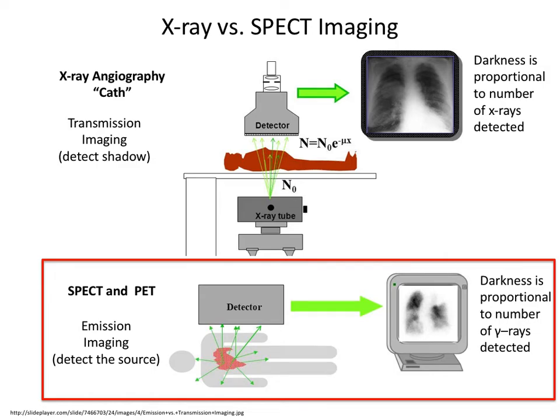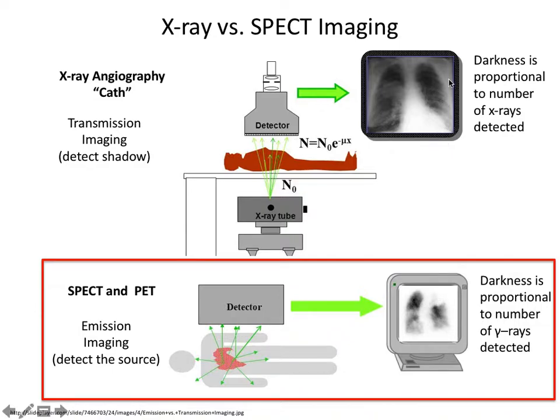So to look at the principle of how nuclear scanning is done, you're all familiar with getting an X-ray image or a chest X-ray where you stand in front of a screen, a detector. The X-rays are generated at a source, like an X-ray flashlight, and you shine the X-rays through the patient and you detect a shadow on the detector. And that's called transmission imaging.